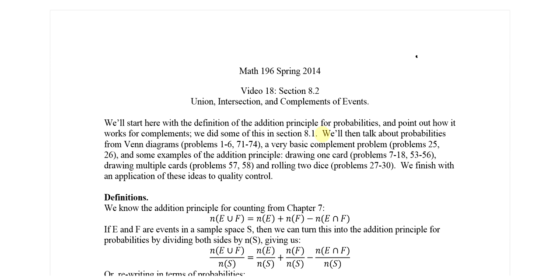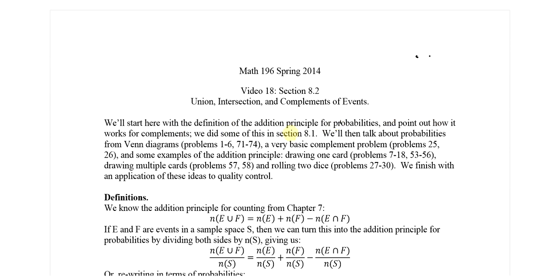Okay, so here we are with section 8.2, union, intersection, and complements of events, and we've done a little bit of this, I think, in section 8.1, but this is really just taking the addition principle from section 7.2 and applying it to probabilities. So we'll start with the definition of the addition principle for probabilities and point out how it works for complements.